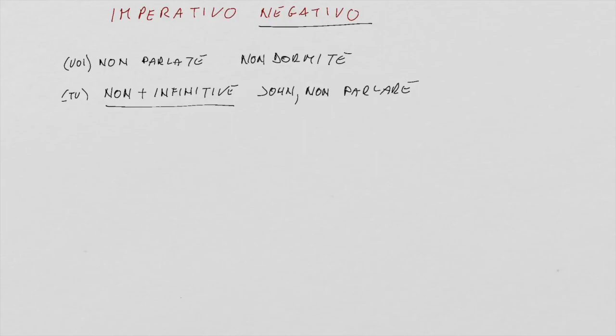Now, another example. Do not sleep too much. In this case, you are addressing the command to a singular person. So when you do that in Italian, you must use the non plus the infinitive form of the verb to sleep, that in Italian is dormire. So non dormire, and too much is troppo, so non dormire troppo.